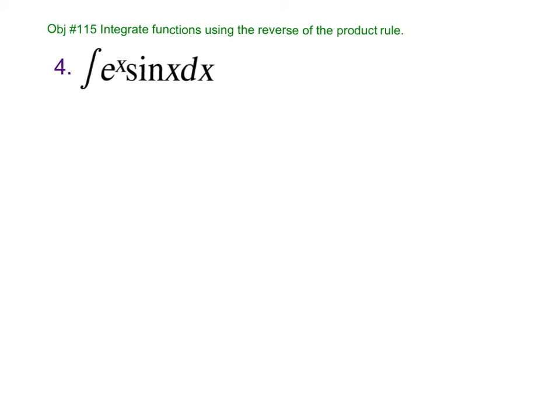So I'm going to let my u equal sine x and my dv equal e to the x. I don't really have a great reason for that. I guess because the antiderivative of sine is negative cosine, there's really no rhyme or reason which way you do it. It's just whatever you want. So du equals cosine x dx, v equals e to the x.